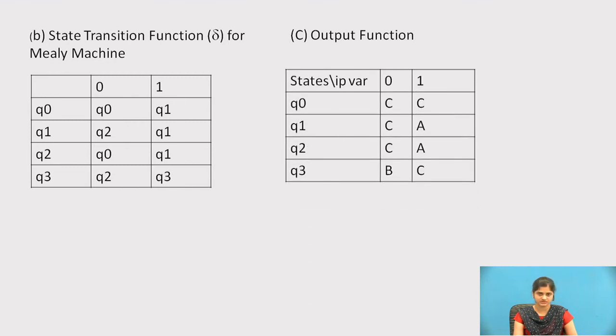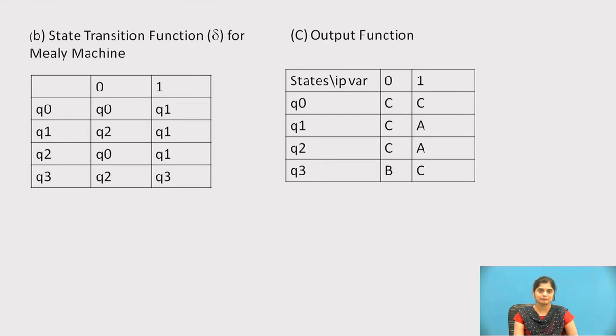Now the output function. In the output function, we are mapping input cross product with the states to the output symbols. So 0 and 1 are our input symbols, Q0, Q1, Q2, Q3 are the states. So if 0 input is given to Q0, output is C. If 1 input is given to Q0, output is C. If 0 input is given to Q1, output is C. If 1 input is given to Q1, output is A. Similarly for Q2, outputs are C and A for 0, 1 respectively, and for Q3 they are B and C.